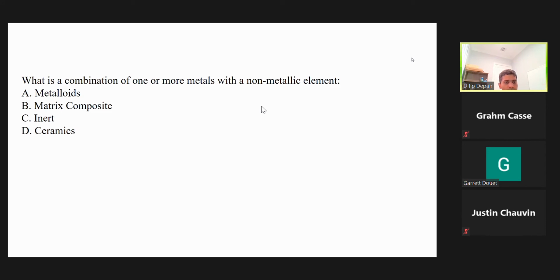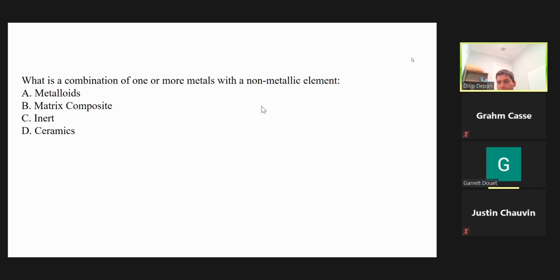What is the combination of one or more metals with a non-metallic element? Is it a metalloid, a matrix composite, inert, or ceramics? What is that? Matrix composite? Ceramics, yes, ceramics. D. Ceramics are actually made up of metal and non-metals, just like alumina.